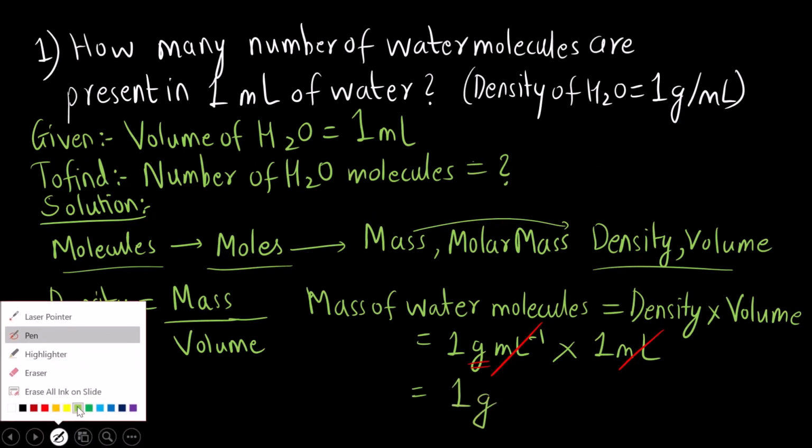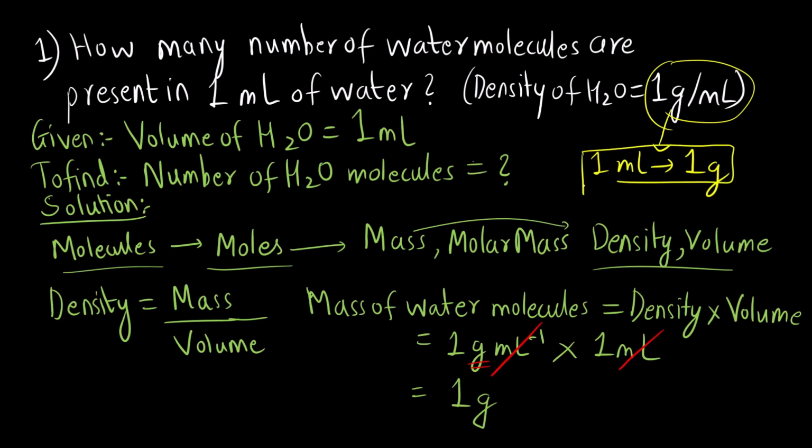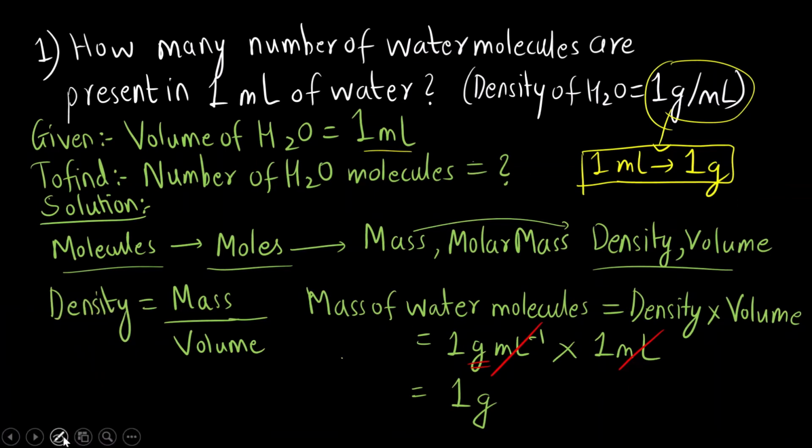This I have solved, but just by looking at the value of density also, you can quickly find out the mass. That is, for 1 ml, what will be the weight? 1 gram. That is the meaning of density. So if you don't have time or you want to solve it faster, you can directly find out the answer by looking at the value of density. Since here it is 1 ml, it is easier. But if some other volume is given, then we have to solve like I have solved here.